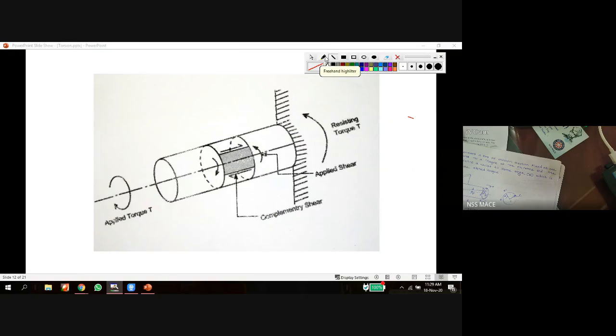So next we are going to derive the relationship between the externally applied torque and the internally developed shear stress. What is the relationship between external torque and internally developed shear stress? So next I am going to explain that.